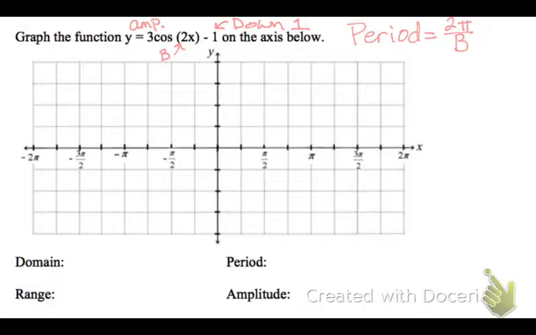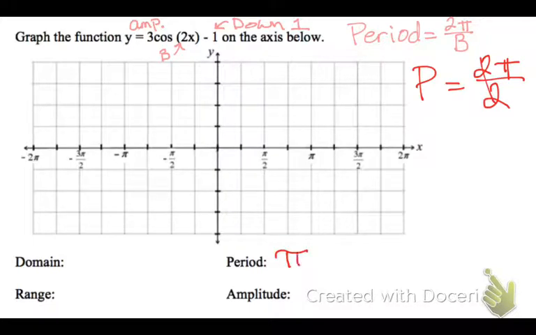So on steps to successful graphing, the first thing we need to do is identify the period. Well, we know the period comes from 2 pi over b. In this case, my b value is 2. Well, 2 pi divided by 2 means my period is pi. So that means between 0 and pi, I need to have an entire hill valley.